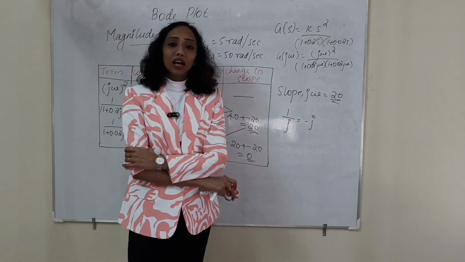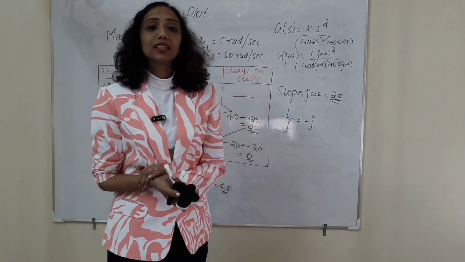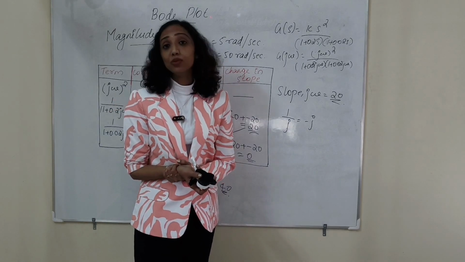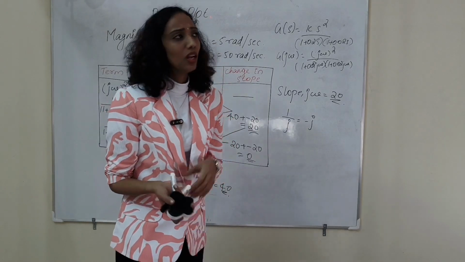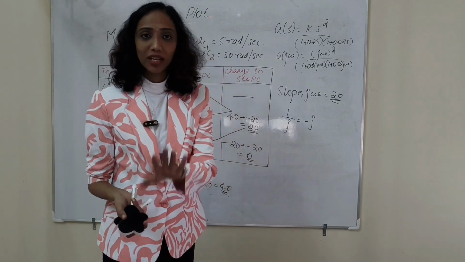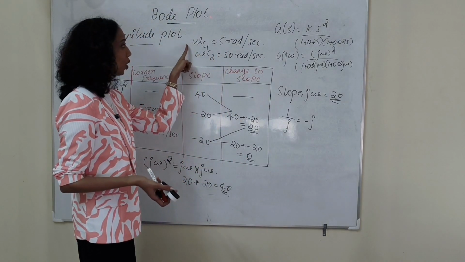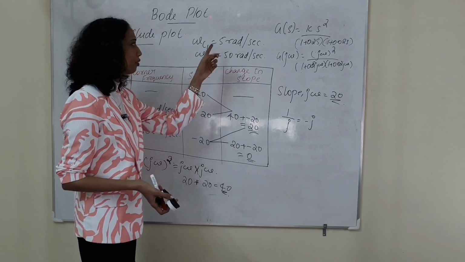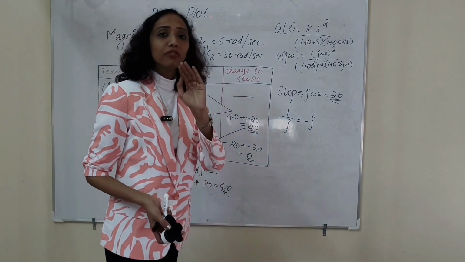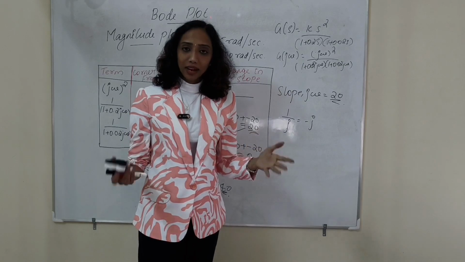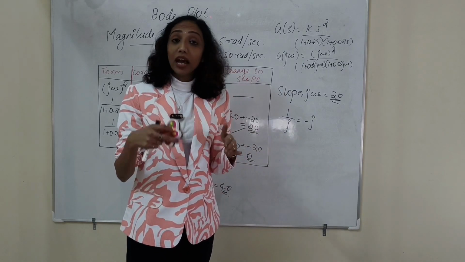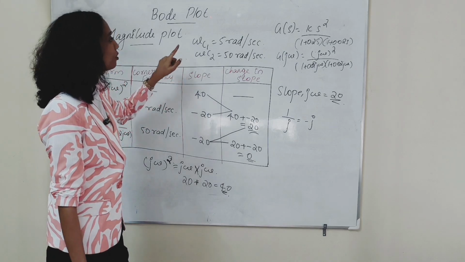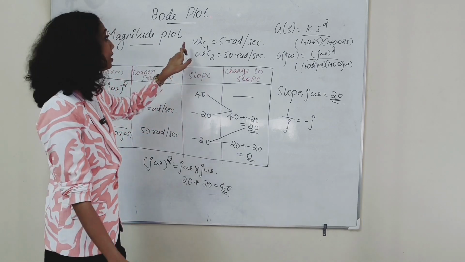I said earlier that the magnitude plot is drawn using the magnitude values versus the log omega values. Log omega values means the frequency values. Here we have only two frequencies, the first corner frequency and the second corner frequency. So we have only two values, right? For plotting this graph, we assume two more values.